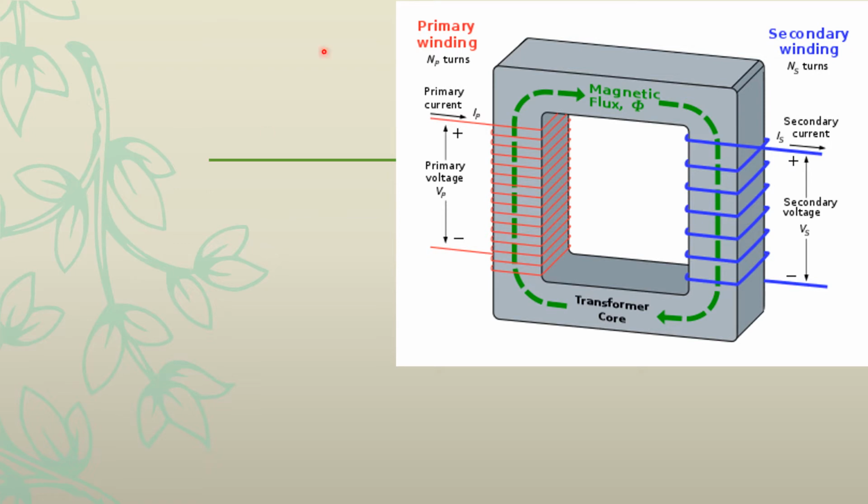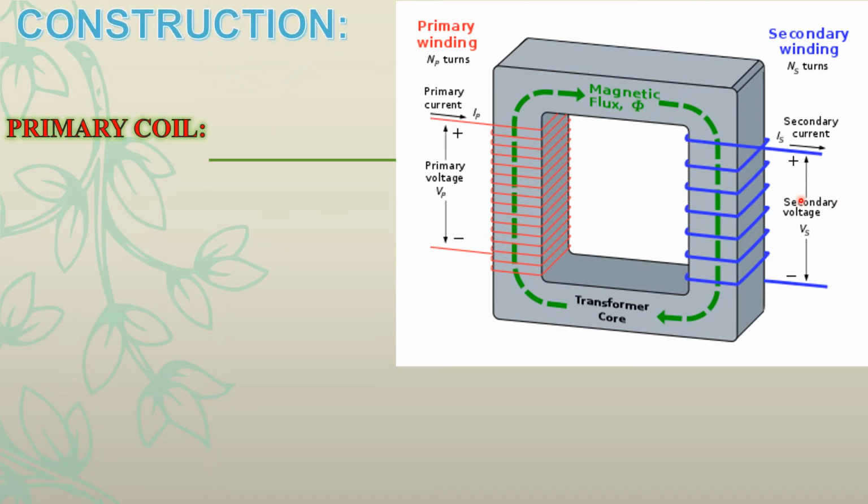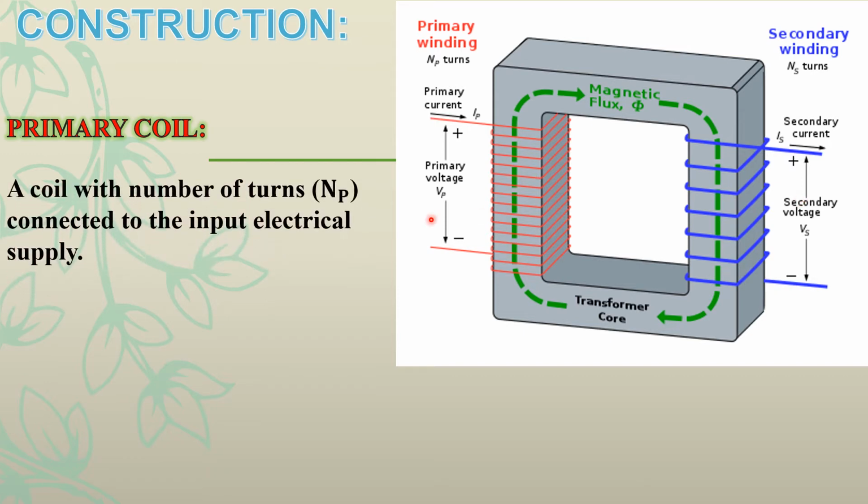This is the structure of transformer. It consists of primary coil. This coil is known as primary coil, a coil with number of turns Np. Number of turns of primary coil are represented by N sub P, P for primary coil, connected to input electrical supply. Primary coil is connected to input electrical supply.